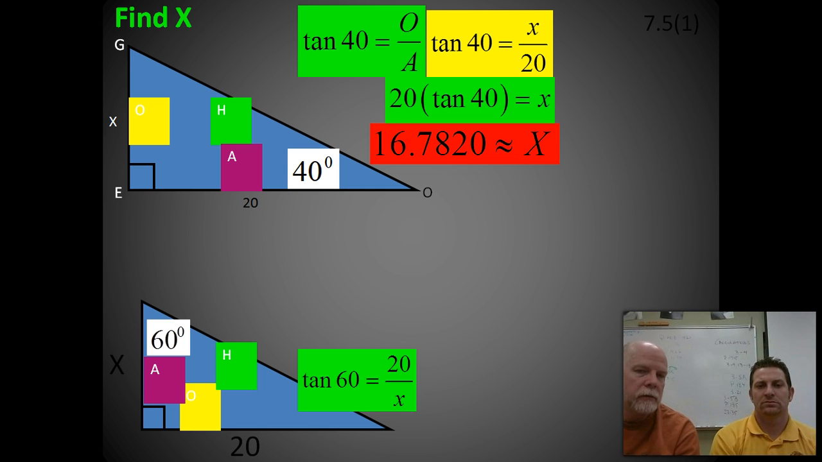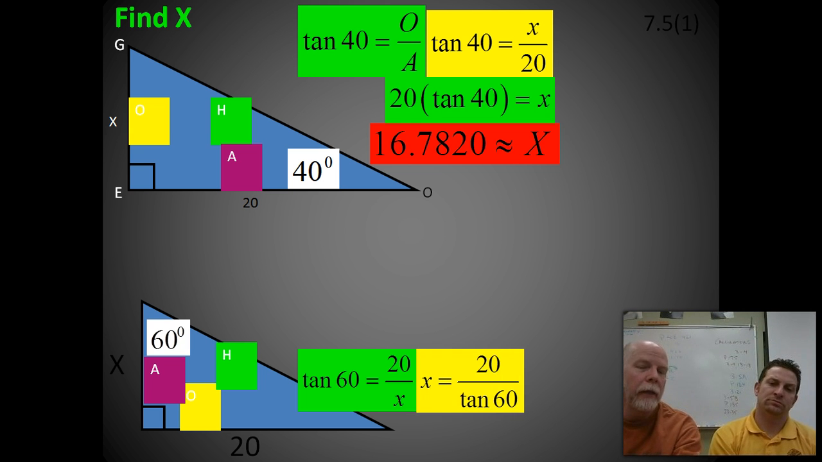Tangent of 60 is the opposite, 20, over the adjacent, x, but now the variable's on the bottom. So that does make this a little bit more complicated to solve. In order to solve that algebraic equation, you're going to multiply both sides by x, and then divide both sides by the tangent 60. So if you multiply by x, you're going to get x tan 60, divide by the tangent 60, and you're going to get 20 over tan 60. Or in other words, the x and the tan 60 switch places to solve that kind of an equation. So you got to remember some algebra there. And again, plug that into your calculator, 20 divided by tan 60, and you're going to get 11.5470 for x. All right.